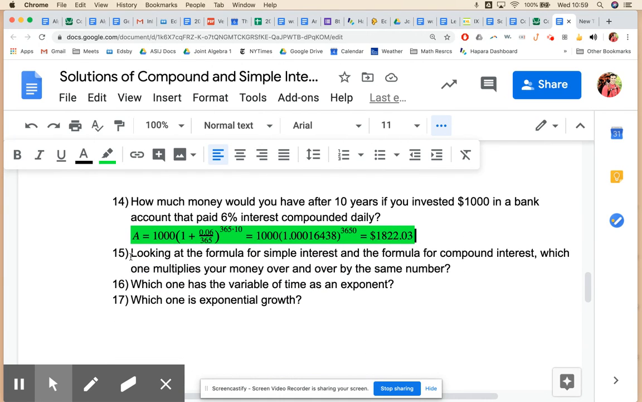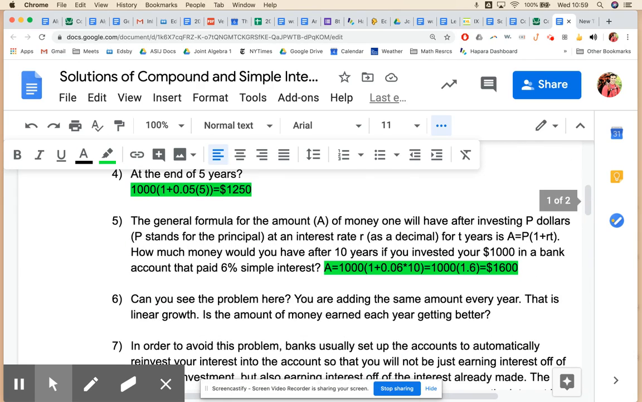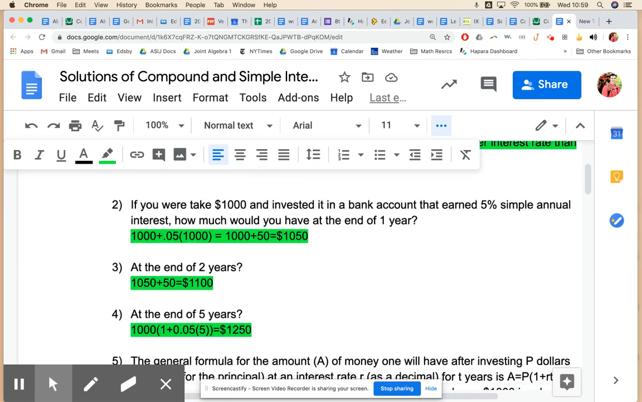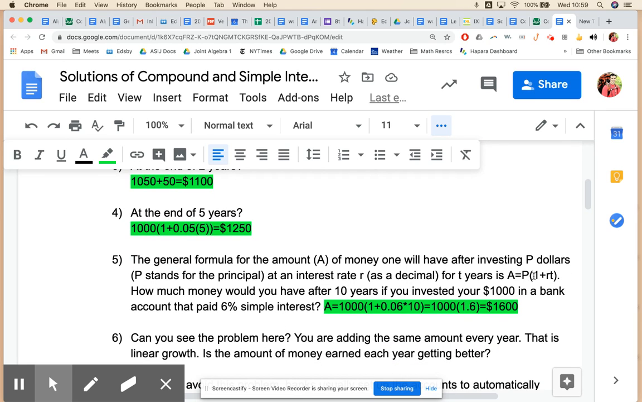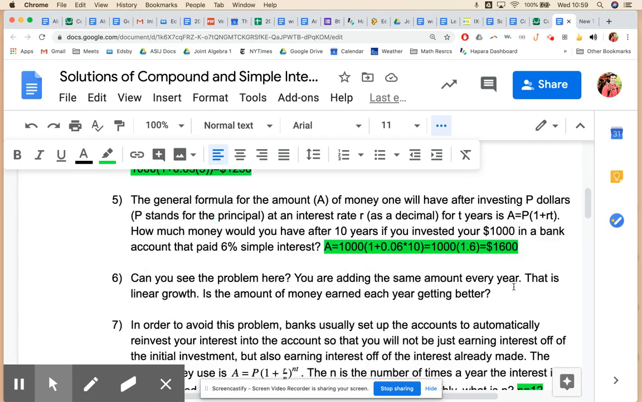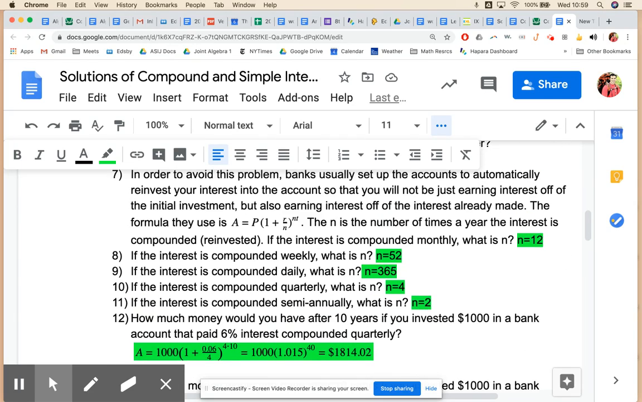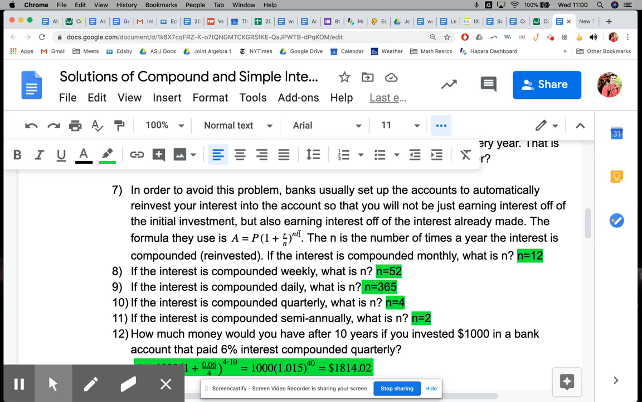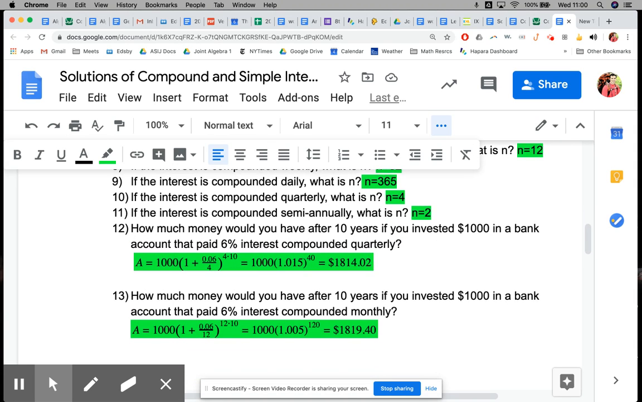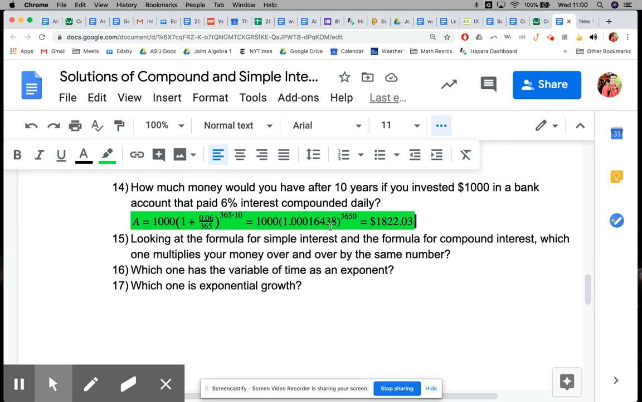All right, so looking at the formula for simple interest, which we had back here. Oops, where is it? Here we go. A equals P times 1 plus rt. And comparing that to the compound interest one here, which is A equals P times 1 plus r over n to the nt, which one of these is multiplying by the same number over and over again? Well, let's just take a look at the last one we just did here. We multiplied by this same number here 3,650 times. So the compound interest one is the one that's multiplying by the same base over and over and over again.